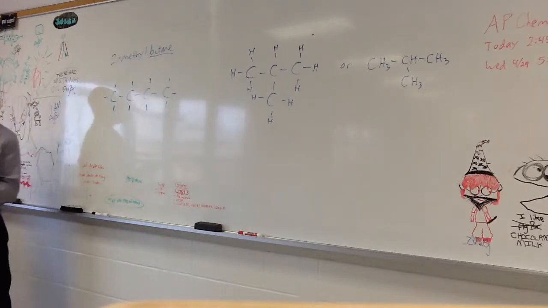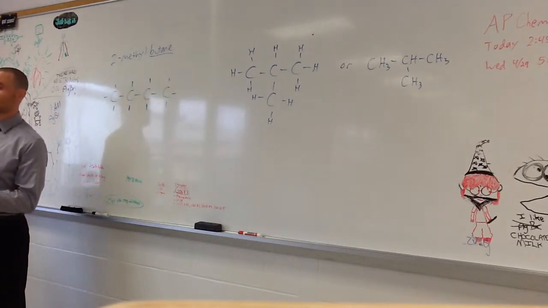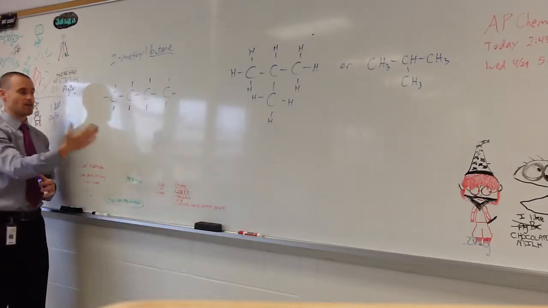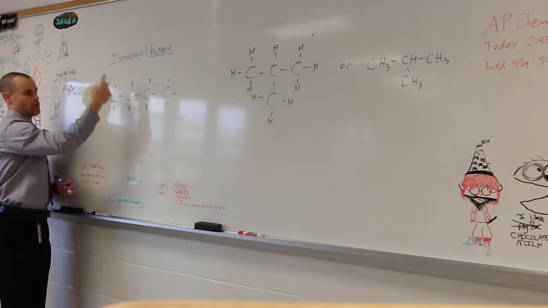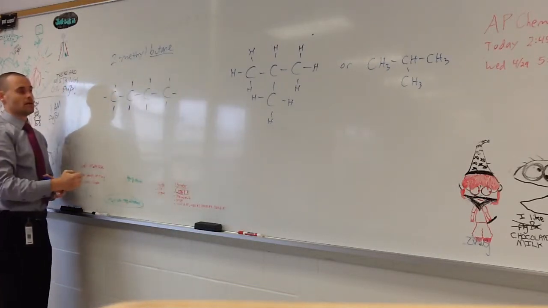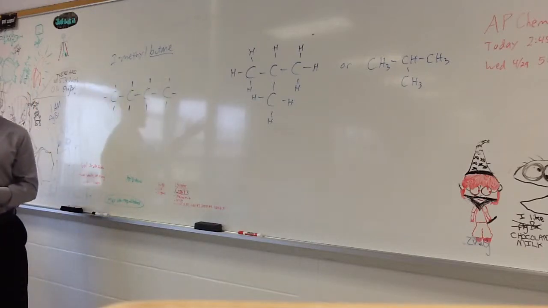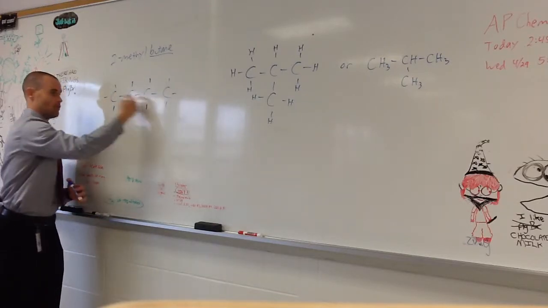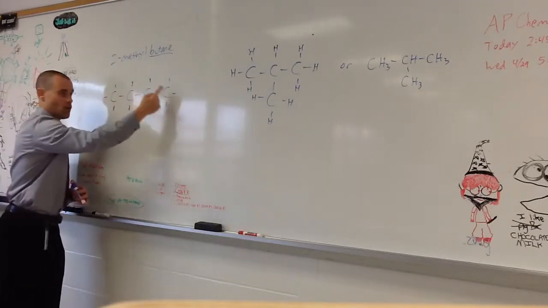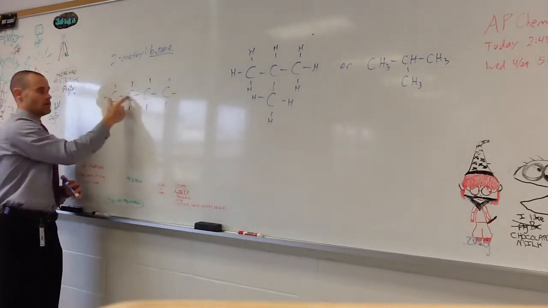Guess what the 2 tells us? Which carbon to put it on. So you number these carbons. This is carbon number 1, this is carbon number 2, this is carbon number 3, this is carbon number 4. But if Kai wanted to number it from the right, he could do that. You could do either direction. You could say this is 1, 2, 3, 4, or 1, 2, 3, 4.